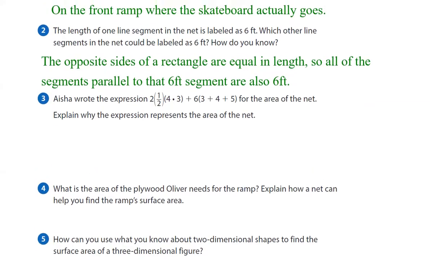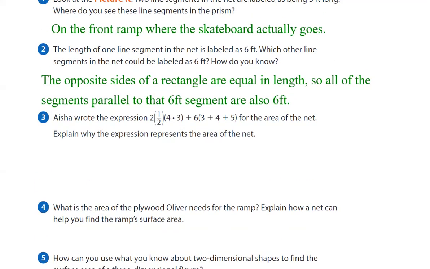Okay, number 3 here. Aisha wrote the expression 2 times 1/2 times 4 times 3 plus 6 times 3 plus 4 plus 5 for the area of the net. Let me highlight as I read it so you can see what I'm doing. Explain why the expression represents the area of the net. So remember, we have to do what's inside the parentheses first. So let's work this out and see if it helps us figure out which part is which.